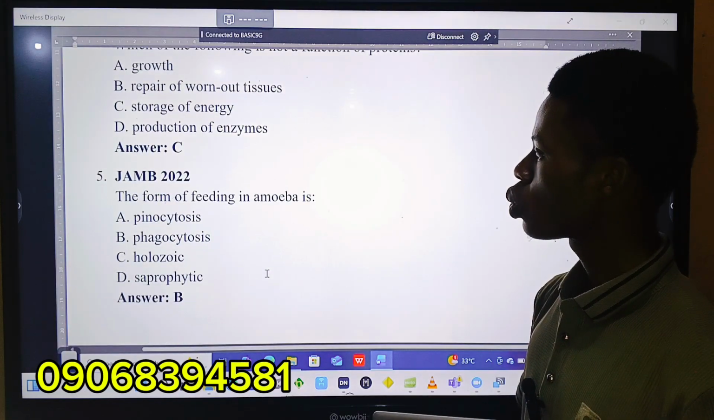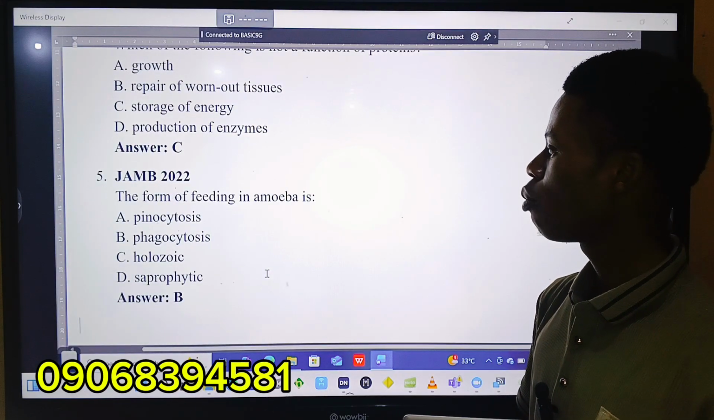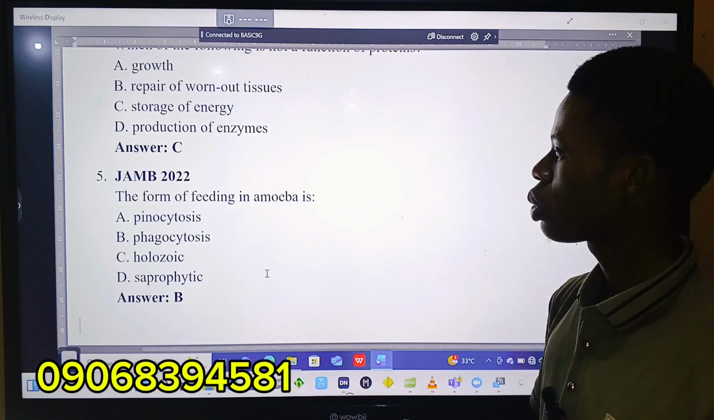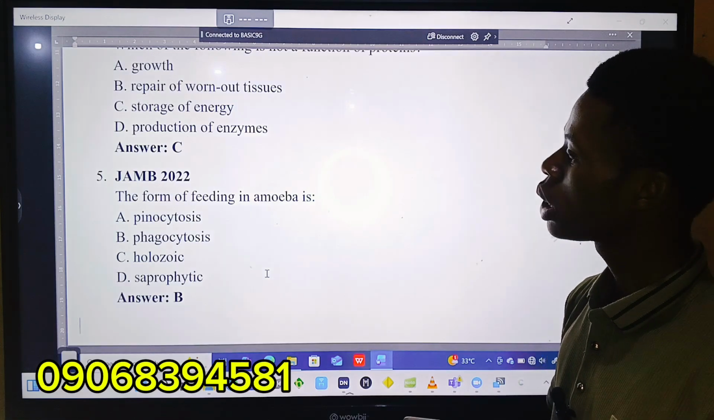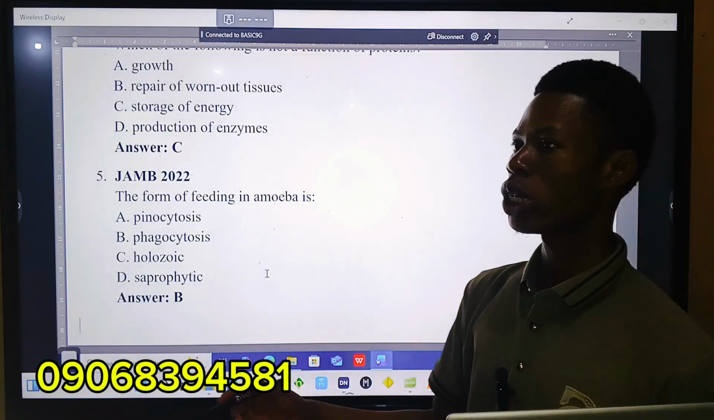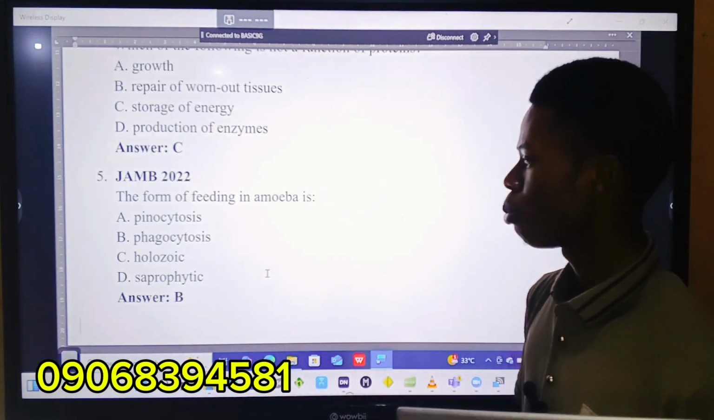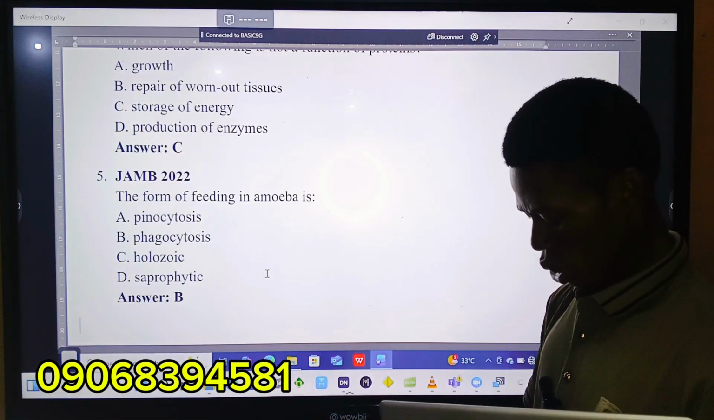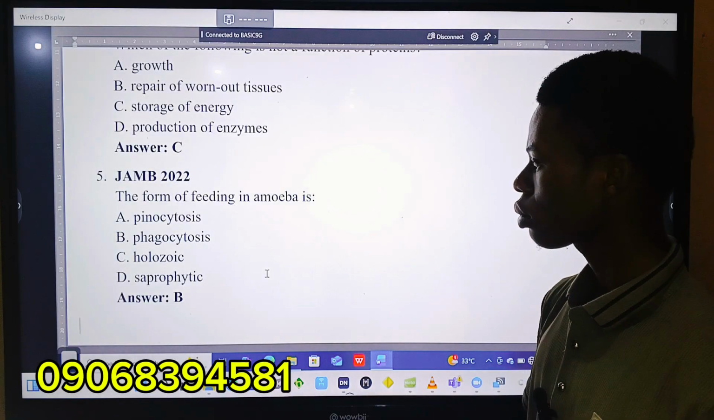Now, JAMB 2022. The form of feeding in amoeba is what? Is it pinocytosis? Is it phagocytosis? Is it holozoic? Is it saprophytic? The answer is B, phagocytosis. Remember I said they use the pseudopodium to engulf food. The process is called phagocytosis.